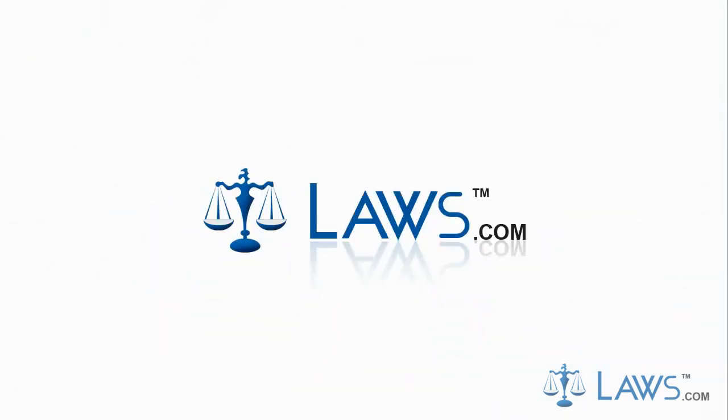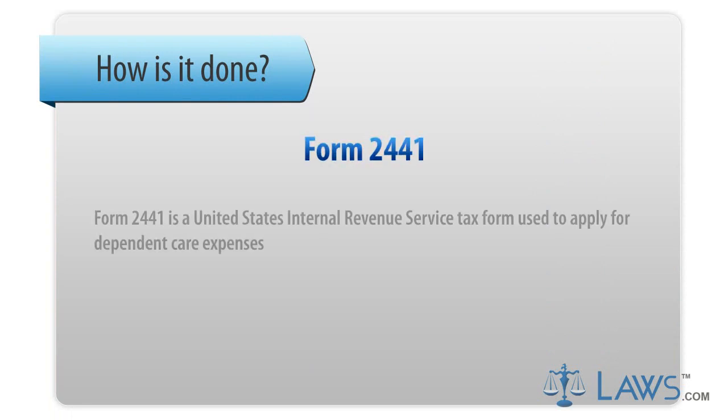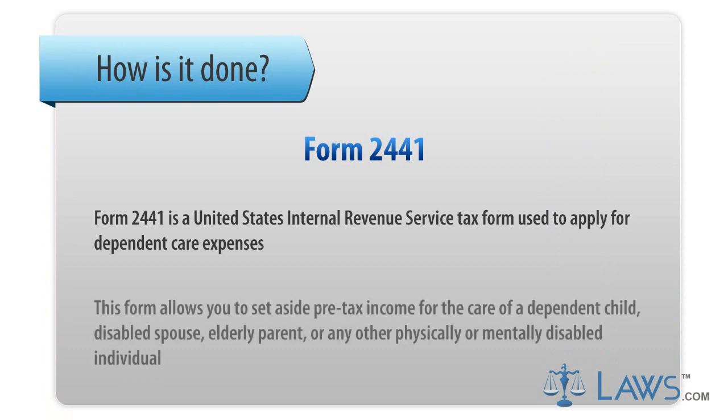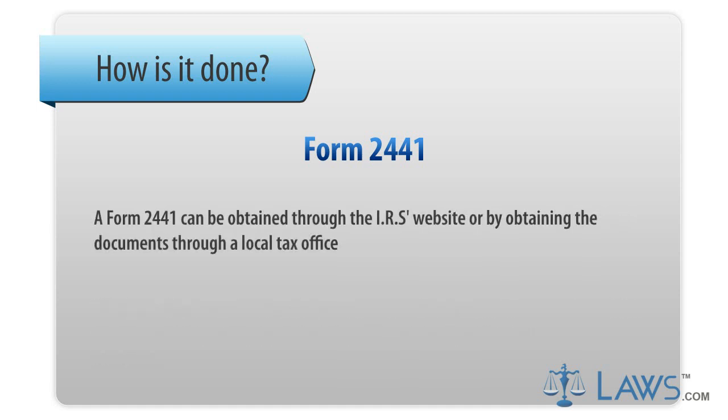Laws.com Legal Forms Guide. Form 2441 is a United States Internal Revenue Service tax form used to apply for dependent care expenses. This form allows you to set aside pre-tax income for the care of a dependent child, disabled spouse, elderly parent, or any other physically or mentally disabled individual. A Form 2441 can be obtained through the IRS's website or by obtaining the documents through a local tax office.